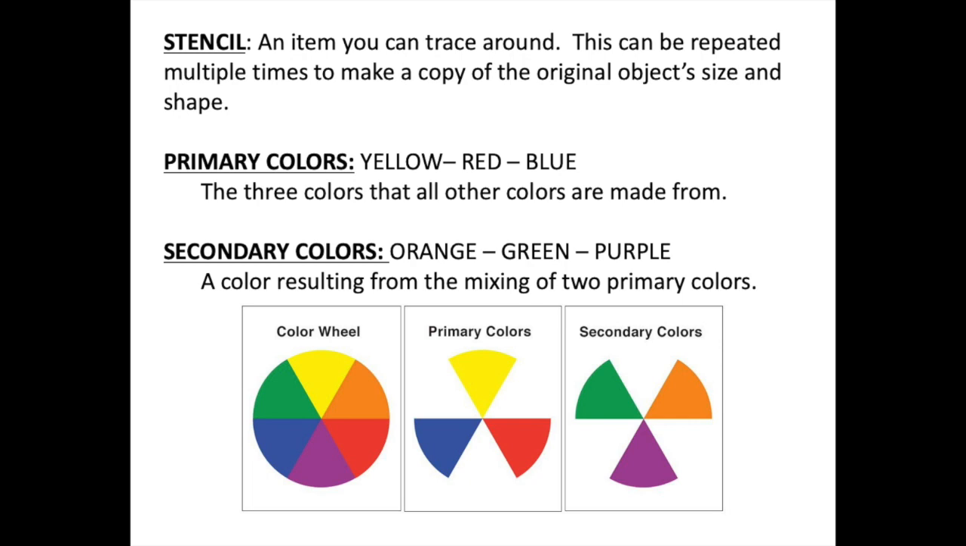The next term is secondary colors. Secondary colors include orange, green, and purple. Secondary colors are a color resulting from the mixing of two primary colors. So for example, to make green, you would mix yellow and blue. To make orange, you would mix yellow and red. And to make purple, you would mix red and blue.